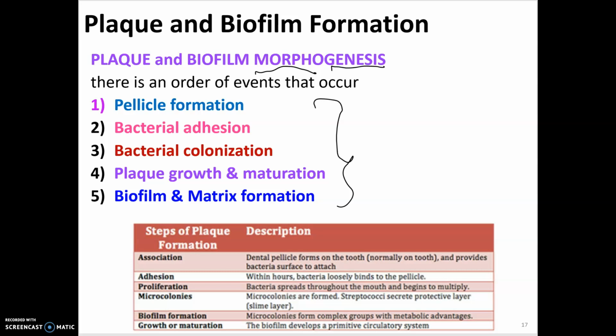So we start with a pellicle, then we go to bacterial adhesion, then bacterial colonization, plaque growth and maturation, and finally biofilm and matrix formation. So we're going to talk about that now over the next few slides, and hopefully we'll give you a good picture about how this comes together.